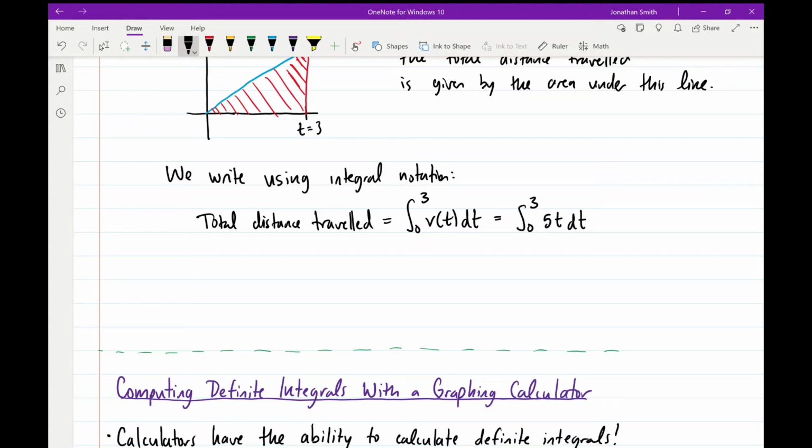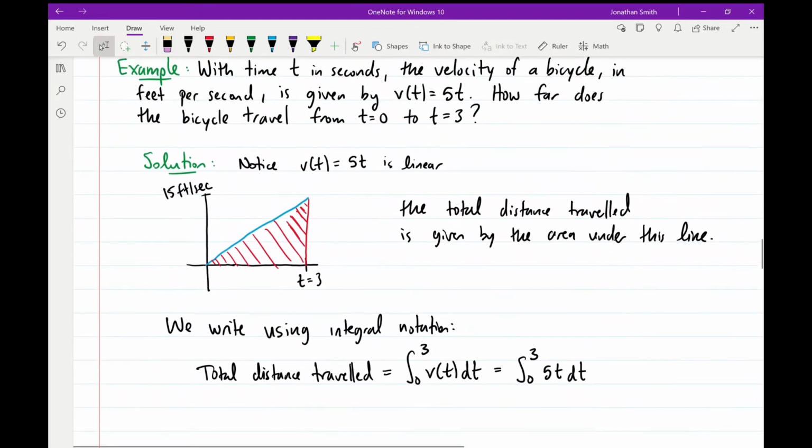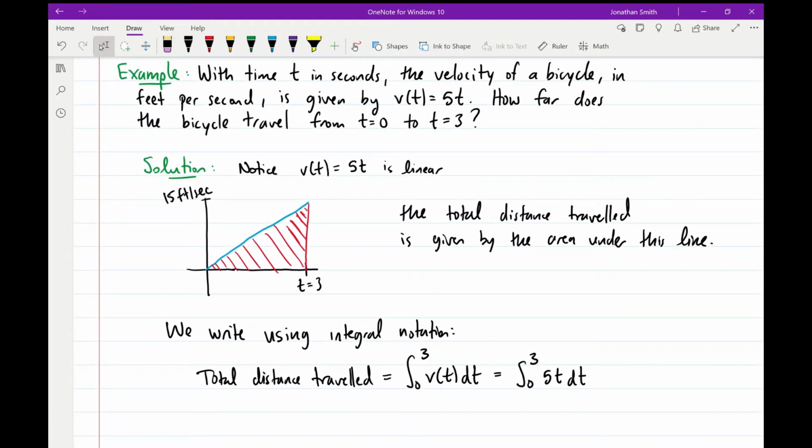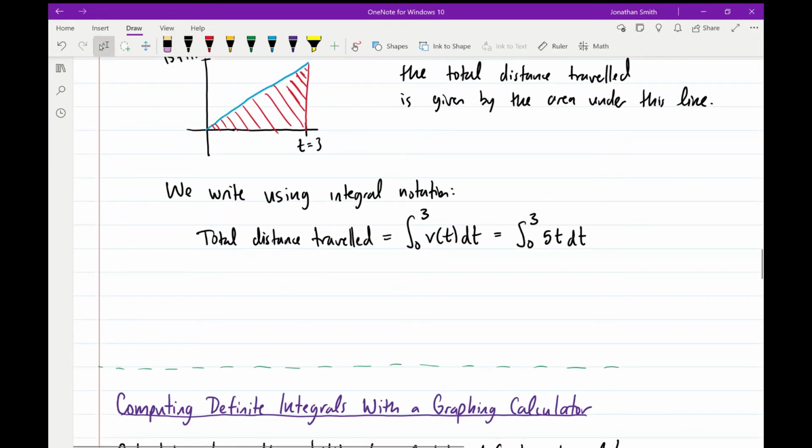So this is how we would represent the area under that blue curve using integral notation. This also means the total distance that the bicycle has traveled from t equals 0 to t equals 3. They're the same thing. Okay, so this integral literally means area under the blue curve, but in this case, because our blue curve is a line, the area under the curve is just the area of a triangle.